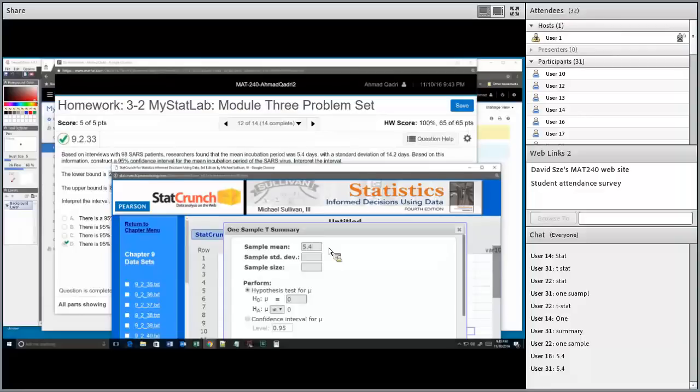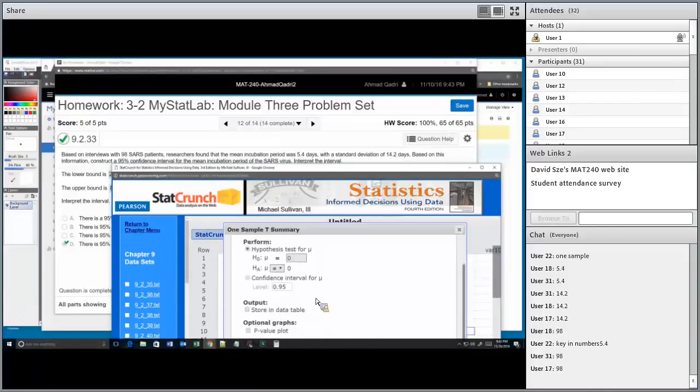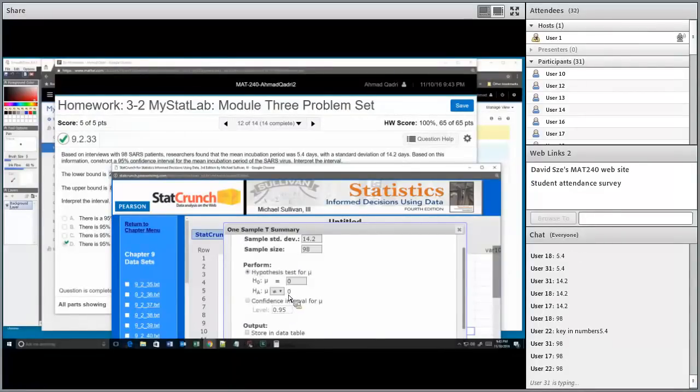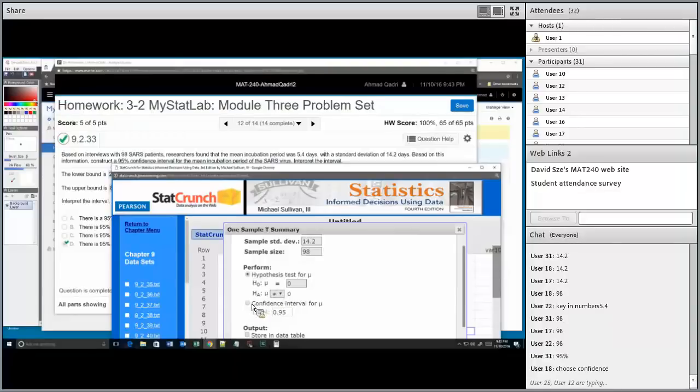5.4. I'm going to type 5.4. What is the standard deviation? 14.2. What is the sample size? All right, 98. Very good. And what else am I going to do? Choose confidence, and it's already 0.95, so I'm going to leave that as is, and very good.